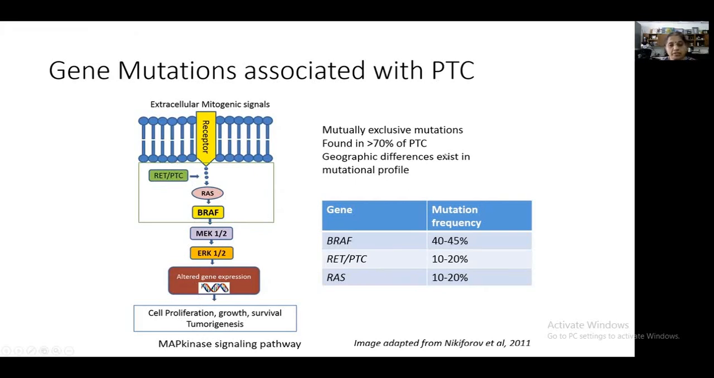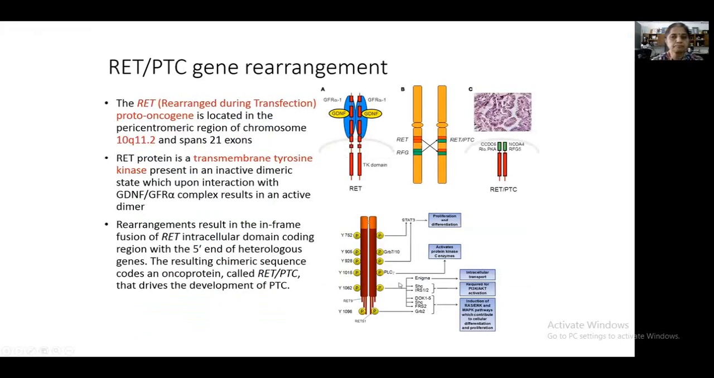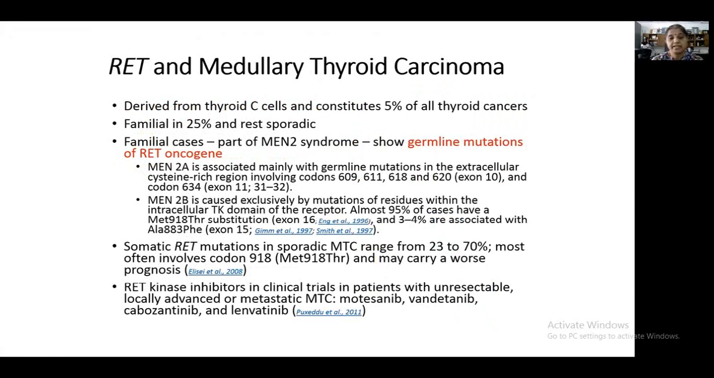Mutually exclusive mutations are found in 70% of the PTC. And remember, geographical differences exist in the mutational profile. So like I said, if you look at these three, BRAF is the most common, seen with a frequency of 40 to 45% in PTC. RET/PTC gene fusions occur in about 10 to 20% of the cases, and RAS gene mutations in another 10 to 20% of the cases. So just a cartoon showing the RET/PTC gene rearrangement, which again can be seen, like I said, in a proportion of PTCs. And RET, the familial cases of medullary thyroid carcinoma can show germline mutations of the RET oncogene.